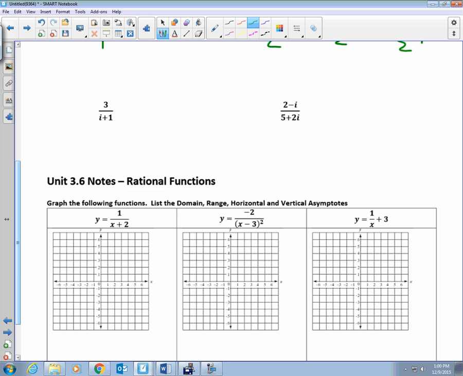Okay, last two. This is a little bit more difficult because I have a 1 in the denominator as well. Yep, you could write it like that. How do you suppose I get rid of this? i minus 1. Yep. We're going to multiply by the conjugate.